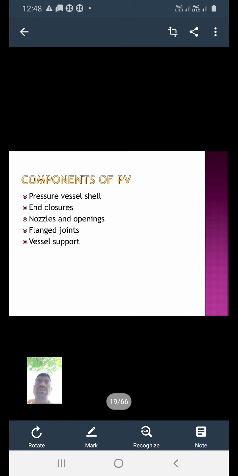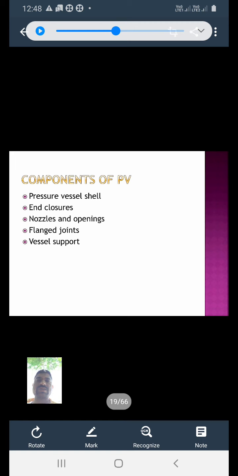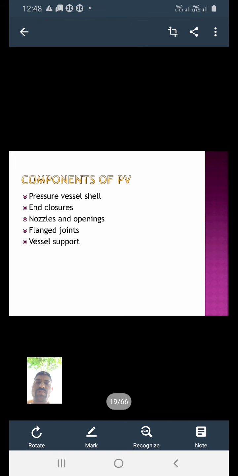Then we have seen the different categories of the welded joints in unfired pressure vessel: category A, category B, C and D. Then also we have seen the selection of the material for unfired pressure vessel. And finally we have seen selection of the design parameters for the unfired pressure vessel.